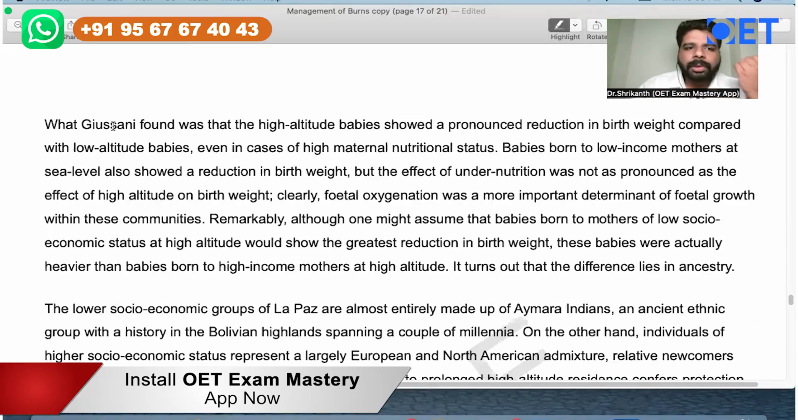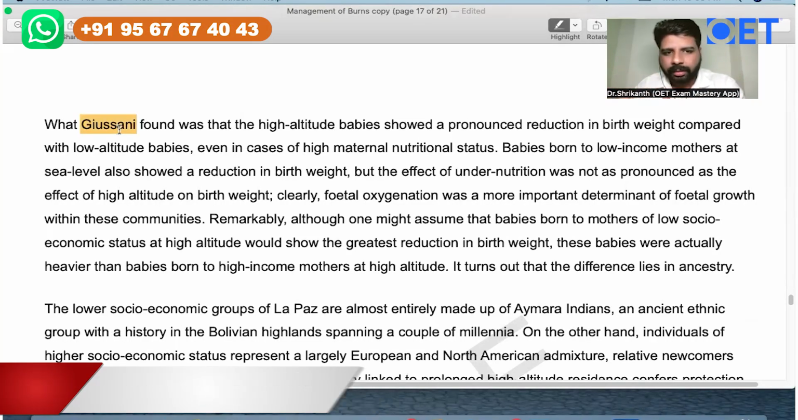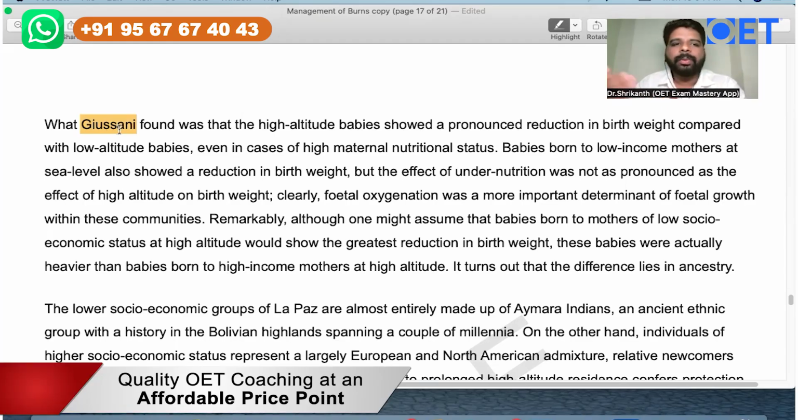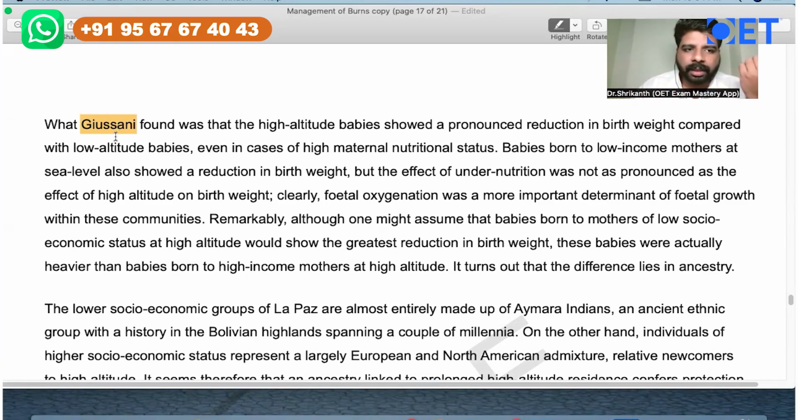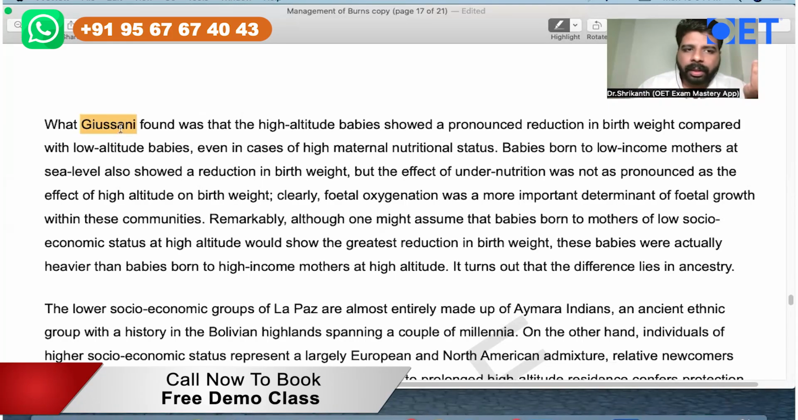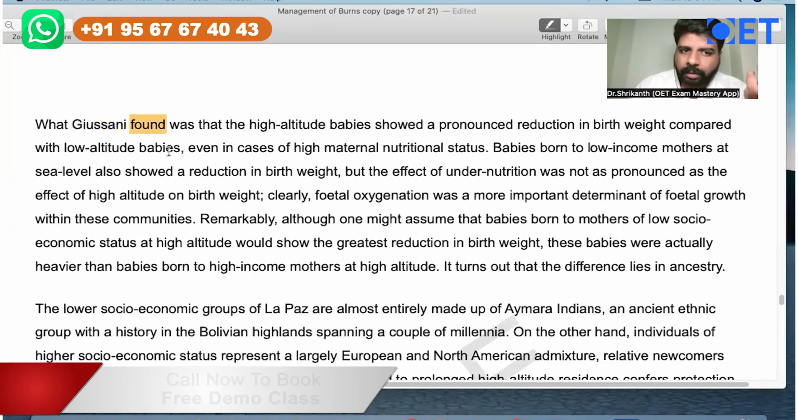Okay, so what Guzani found. Now see, what was the question asking you? There was a study done, and the results of the study disproved something. So what is the very first sentence telling? The very first sentence is beginning with the result of the study. So what was the result of the first study? What Guzani found. So he found something. They are directly talking about the results of the study, so this is what they're beginning with, not the assumption. Let's see what the result of the study is.